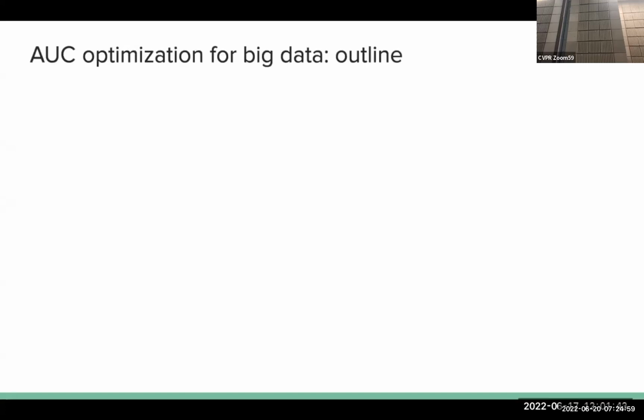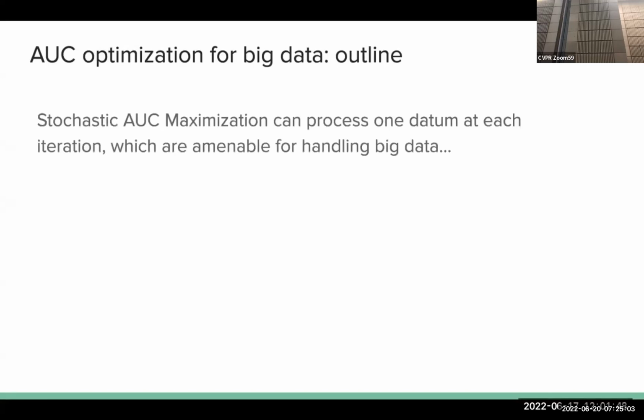So this is the outline for AUC optimization for big data. And we will mainly talk about stochastic AUC maximization, because this type of algorithm can process one data point at one iteration, which is efficient to handle big data. In contrast, the online AUC maximization methods, which we talked about in the previous slides, usually assume the data is IID.